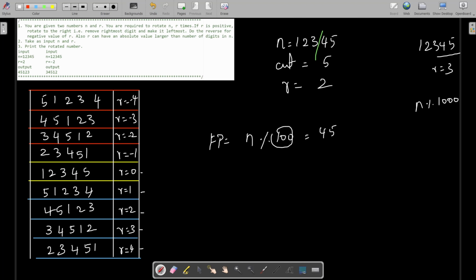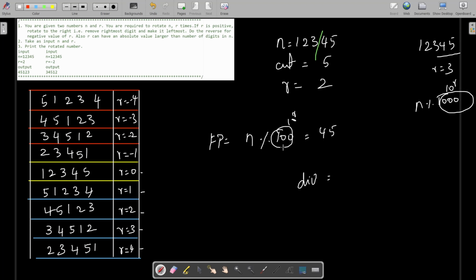How do you decide this number? Because it will vary depending on your rotation. So it's very simple, it is nothing but 10 power of rotation: 10 power of 2 is 100, 10 power of 3 is 1000. So you will find this dividing number. If you want this 100, if you want this 1000, that is nothing but 10 power of rotation.